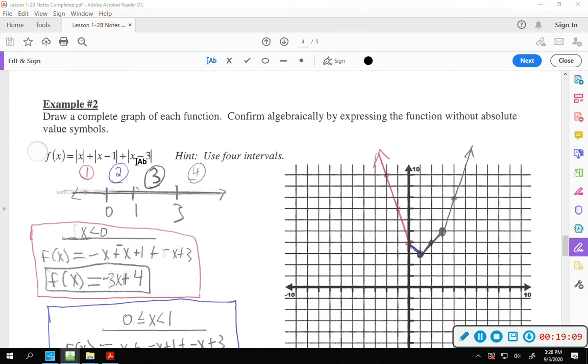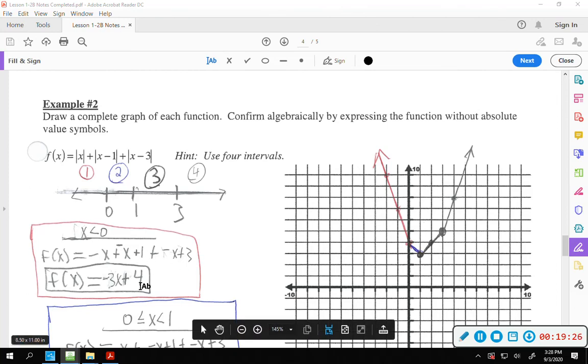If I plug in -1, this is -4. How do I make that negative become positive? Negate it. I have to distribute it. -x plus 3. I can add those 3 x terms together to get -x. Add those together, I get plus 4. That defines the left-hand piece of this piecewise function, which is only when x is less than 0.